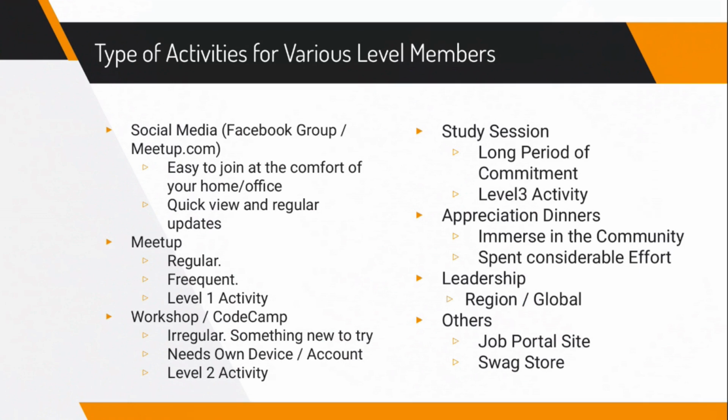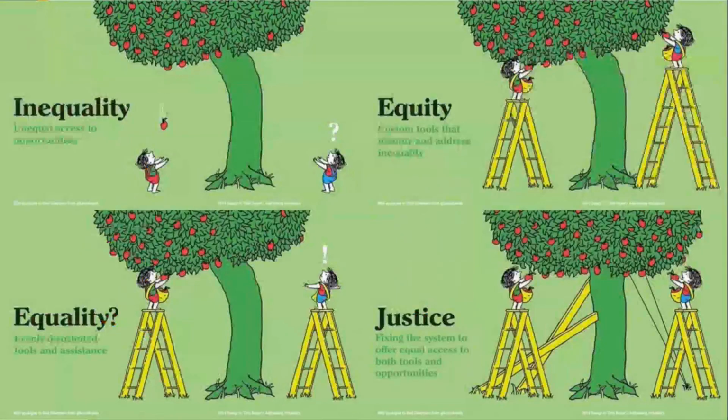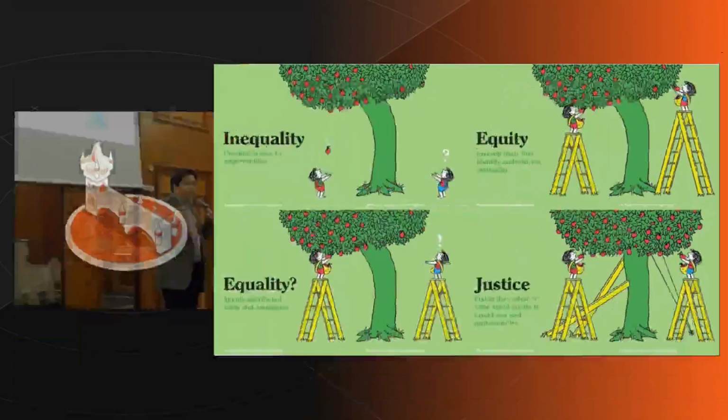So for general, you can have your social media, Twitter, Facebook, meetup.com, for quick and easy information. For your attendees, you have regular meetups, because this is where they can gather and have face-to-face interaction. For those that are more advanced, you do workshops and code camps. Next, study sessions, really a curriculum that's available to everyone. Appreciation dinners, leadership seminars, job portals, swag stores, etc. So thank you. Just remember this slide.